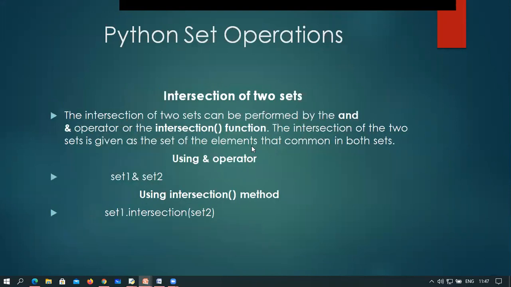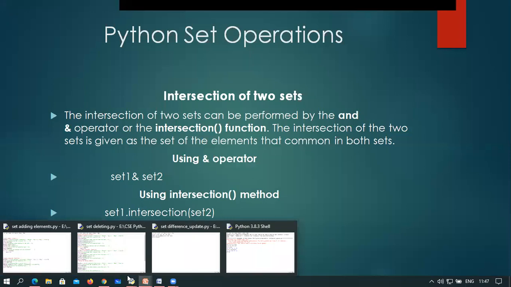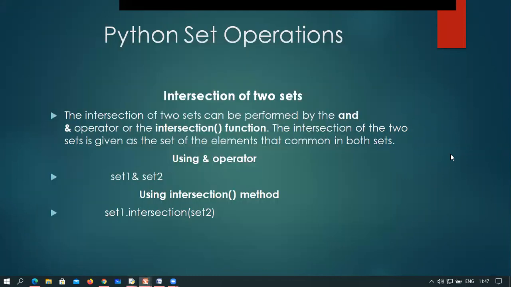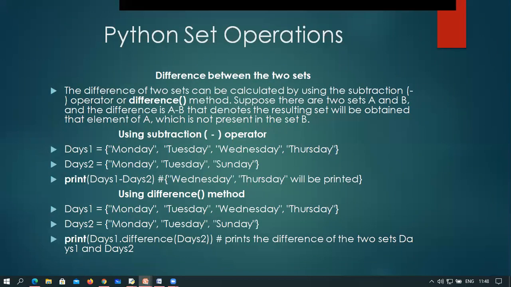Next one is intersection. Sometimes I need to take the intersection of two sets. You already know what it will do. It will take the common values from two sets. Like over here, you have two sets, S and S1. If you want to take the intersection of those, you write S, the ampersand operator, S1. What was common between these two? You had 2, so you're getting a set in which a single element is there. Or you can use the function set1 dot intersection set2.